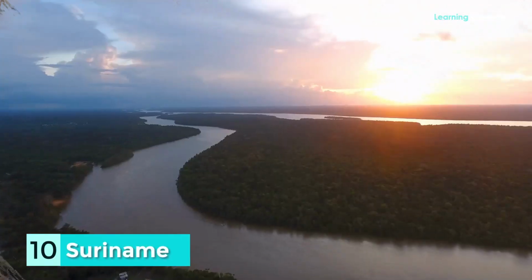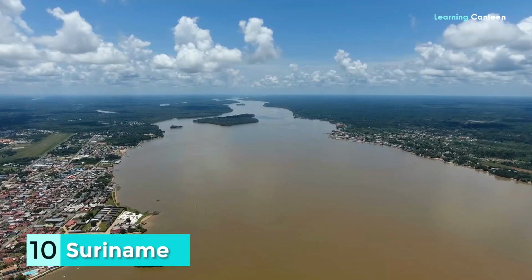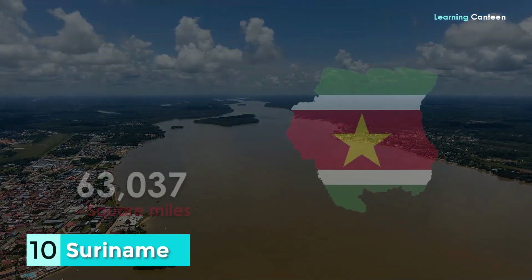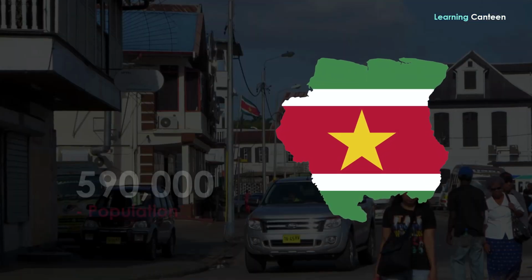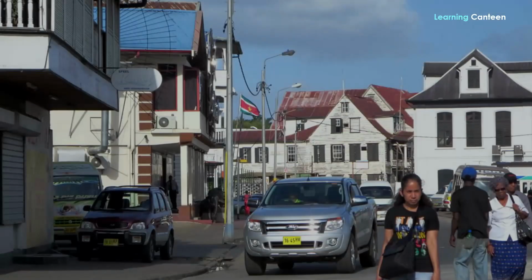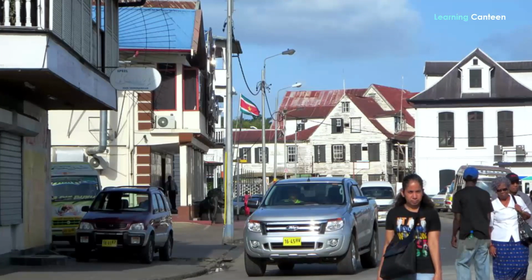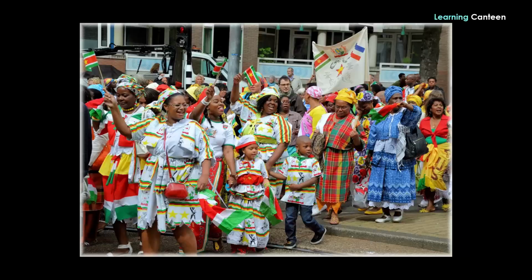10. Suriname. The South American country of Suriname is in the northeastern part of the continent. The country's total area of 63,037 square miles is just enough for its population of around 590,000, mostly dwellers on the country's Atlantic coastline. The coastal city of Paramaribo, the country's largest and capital city, is home to more than 40% of Surinamese. Dutch is the official language of Suriname.